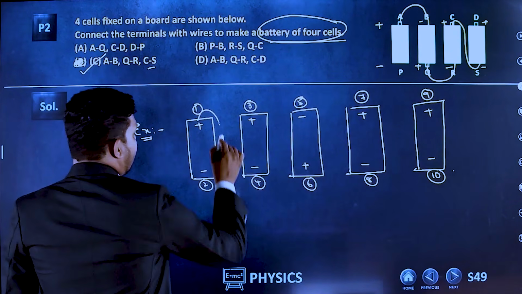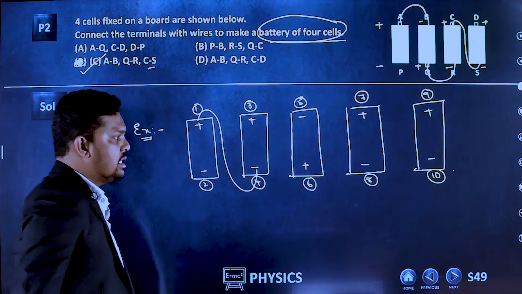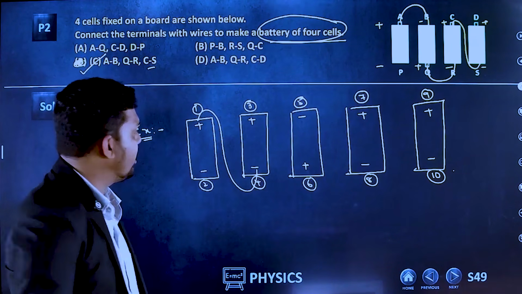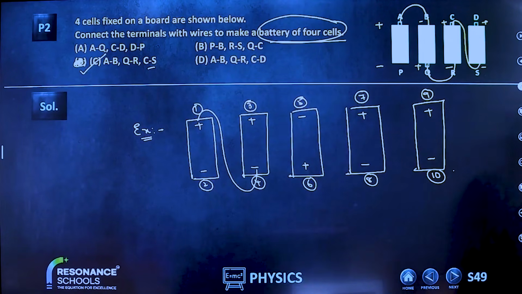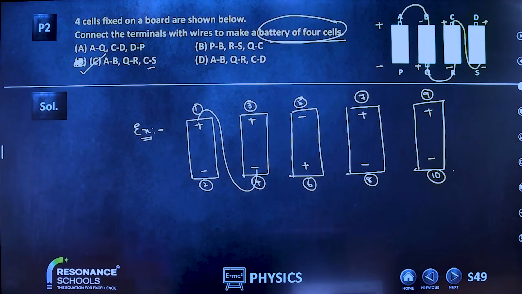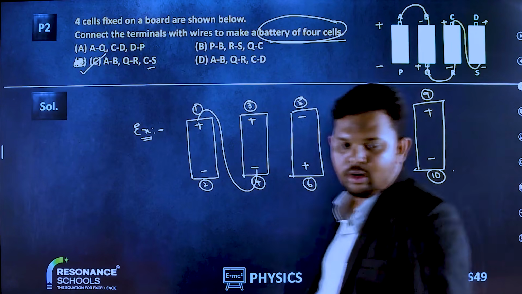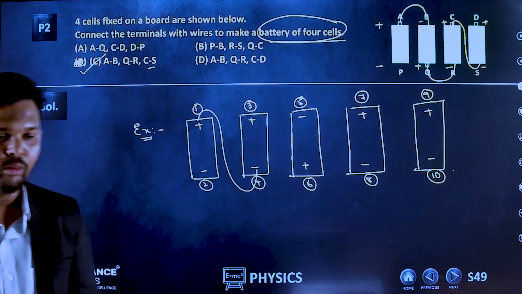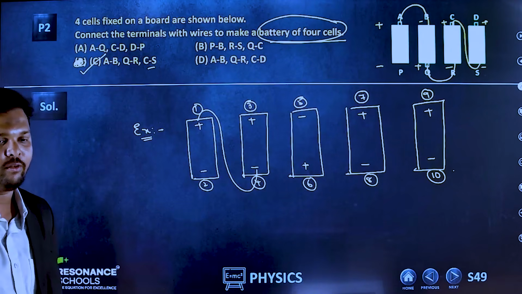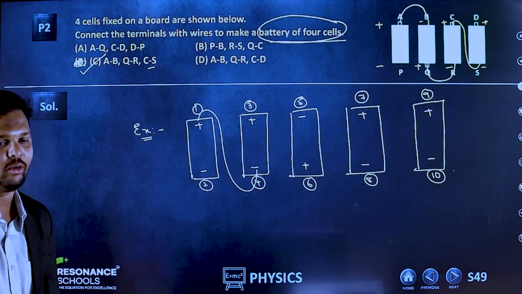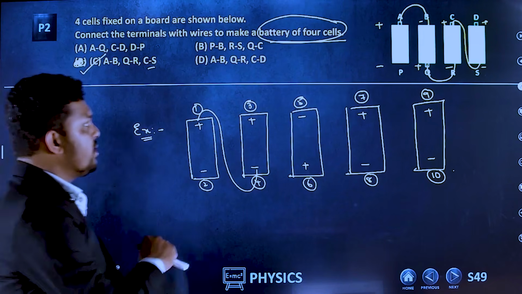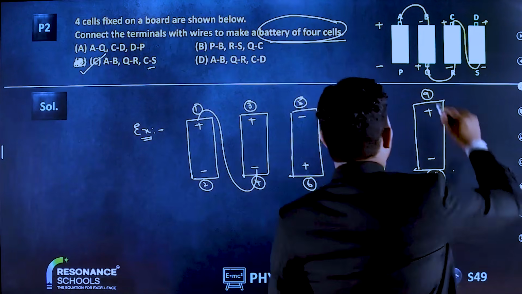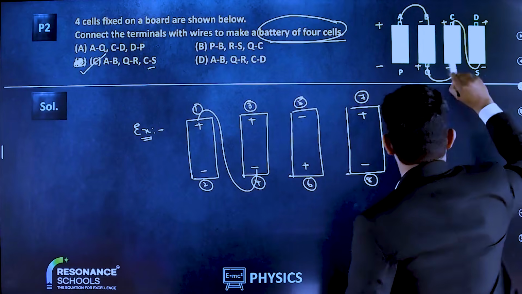1 is connected to 4. Yes or no? 1 is connected to 4. And then after that, what should be connected? After 1, 4, who should be connected to whom? See here, 1 positive, 2 negative, then positive, 2 negative.